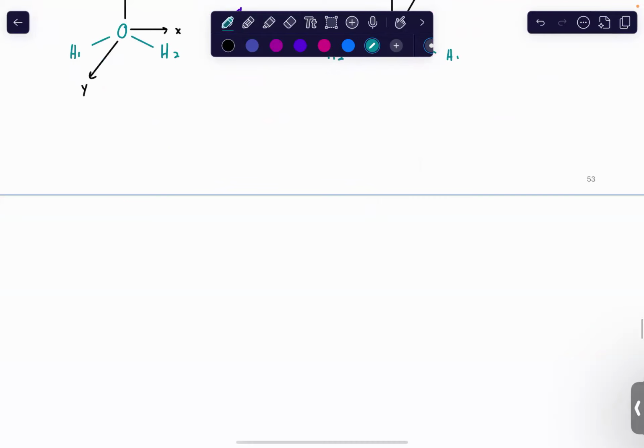So, okay. Now, we draw water again in its original conformation. So H1 on the left, H2 on the right. And then I'm going to draw my XYZ.